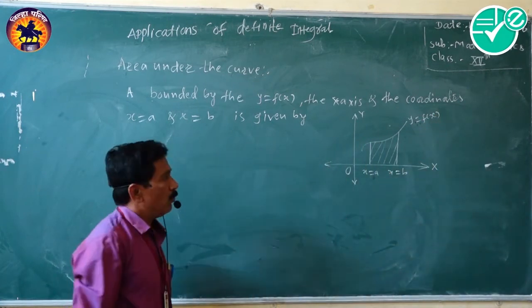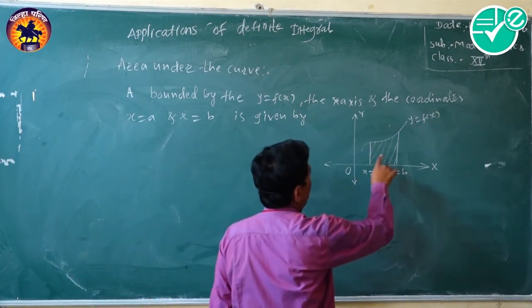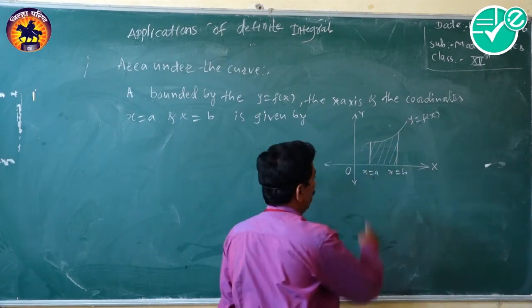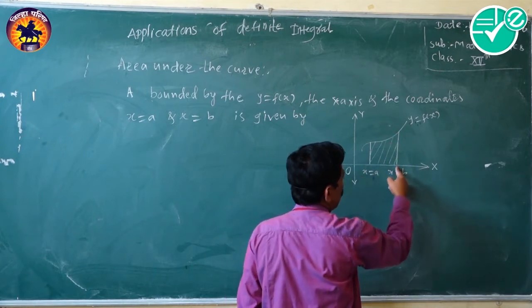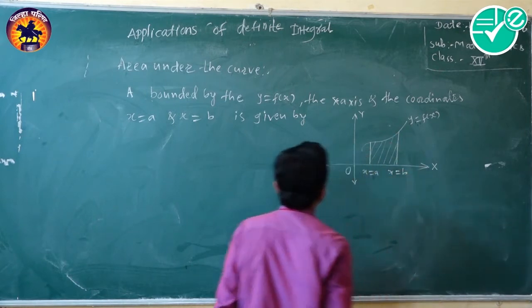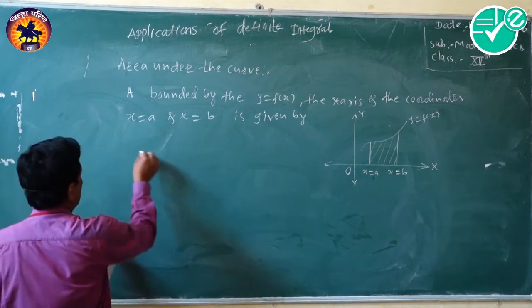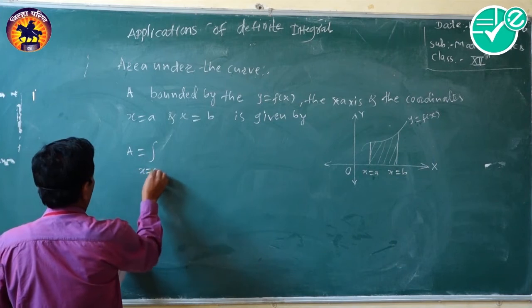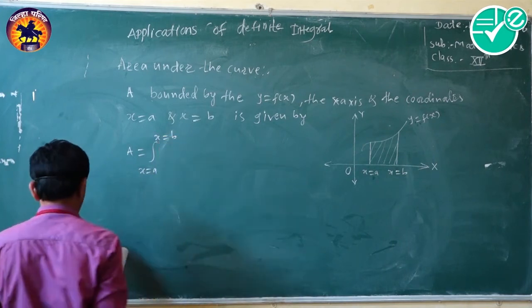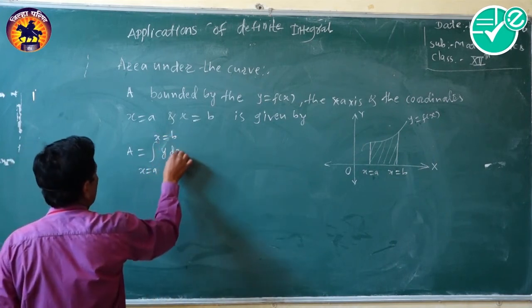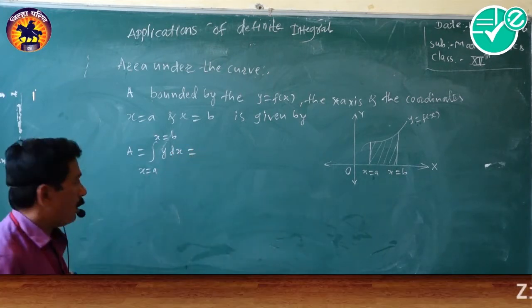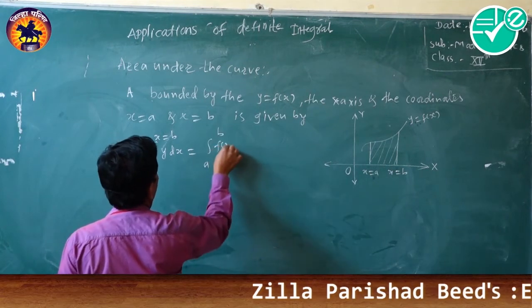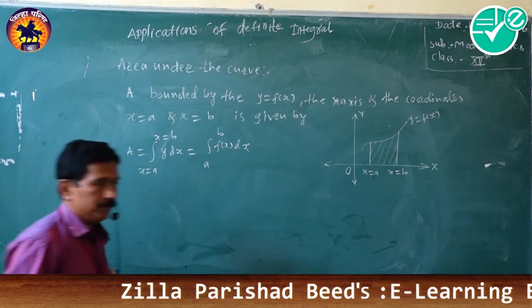Now we can find the area of this region, which is bounded by the curve y is equal to f of x, the ordinates x is equal to a and x is equal to b, and this x-axis, in this way. That is, A is equal to the integration from x is equal to a to x is equal to b of y dx, or we can write that it is nothing but the integral from a to b of f of x dx.